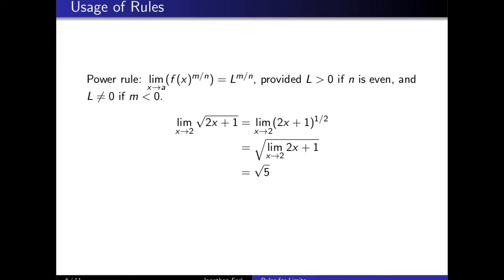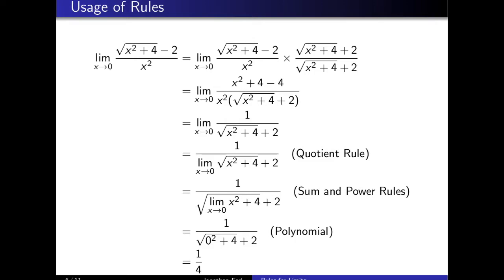So in our case, m is 1, n is 2, and our f of x is this 2x plus 1. As x goes to 2, the limit of 2x plus 1 is going to be 5, because we have a polynomial, so we're allowed to just plug in the value. So here by the power rule, we're able to switch the order of taking the limit with the power operation, because 5 is bigger than 0. And that tells us we get the square root of the limit as x goes to 2 of 2x plus 1. We now have the limit of a polynomial, so we can plug in x equals 2, and we get a final answer of square root of 5.